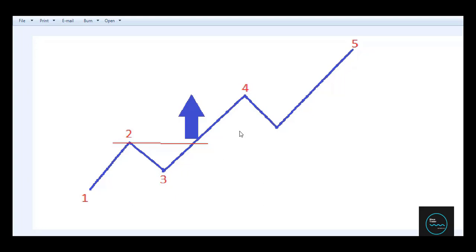Now in Elliott wave, there are 3 rules that supposedly cannot be broken. The first one is the third wave can never be the shortest wave. So bear that in mind when we look at some of the charts. The second rule is the second wave can never go beyond the start of the first wave. And the third rule is the fourth wave cannot cross into the same area as the first wave.